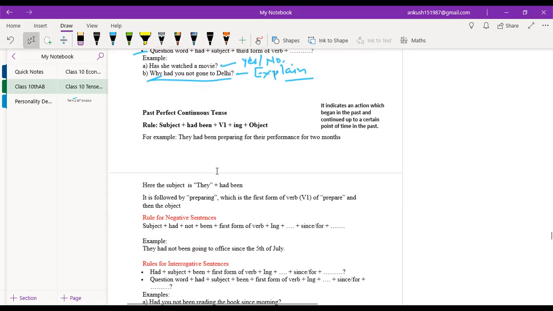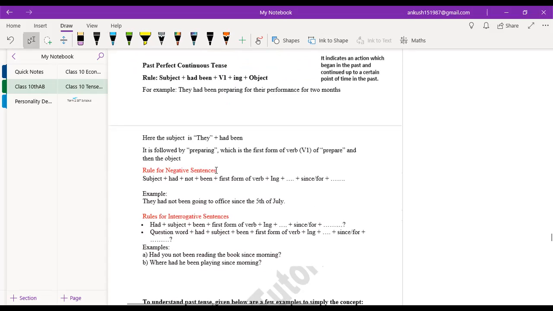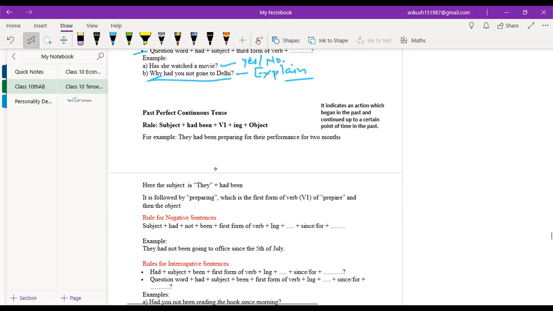Let us understand what happens in past perfect continuous tense. In past perfect continuous tense, had plus been is used as a combined helping verb. Okay, it's a rule. Its structure for the sentence is subject plus had plus been plus main verb ing form plus object. Why do we use this tense?